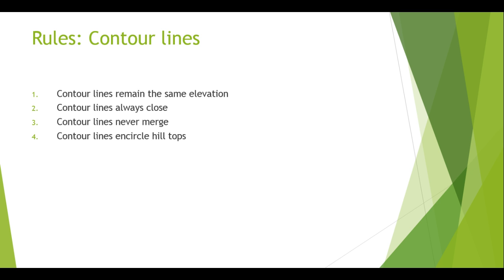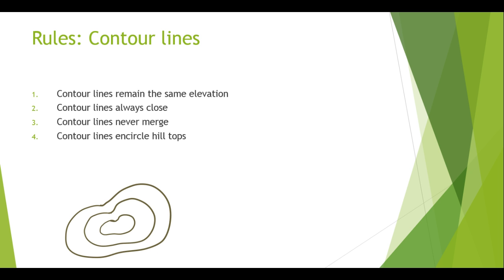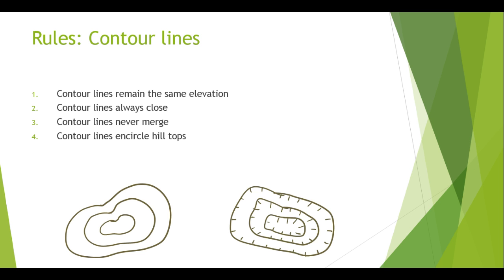Contour lines will also encircle hilltops. If you look for bullseyes or something similar to a bullseye, you'll see a hilltop. So if you look here, this would indicate what a hilltop might look like. If you have a similar image but with hatch marks, this indicates a depression, like an open pit or a basin.